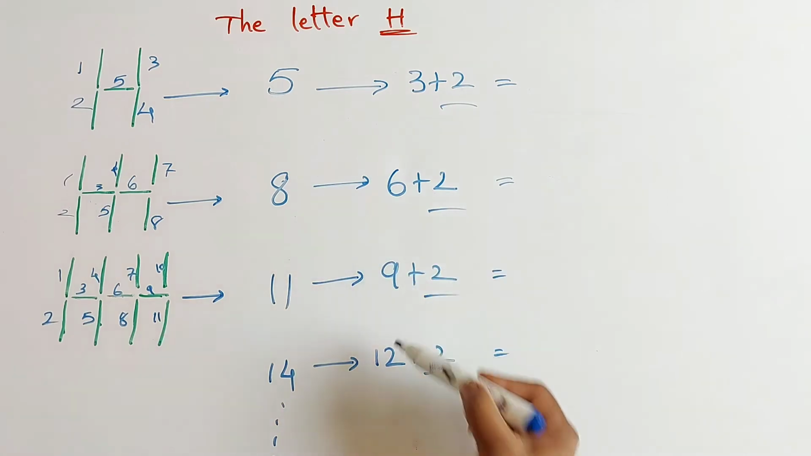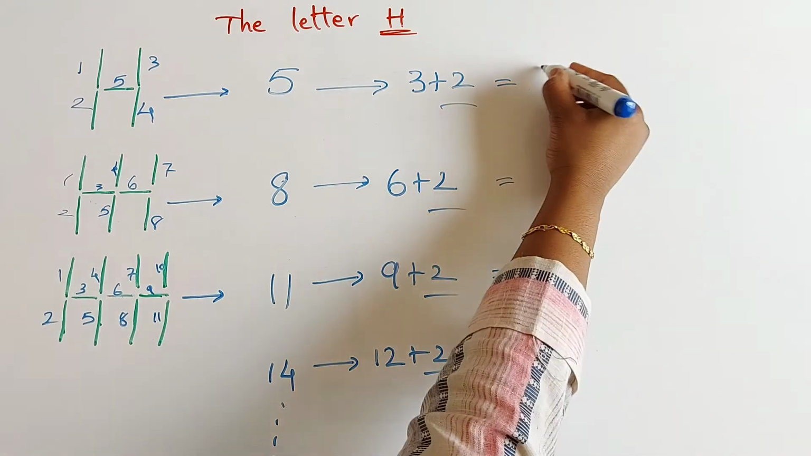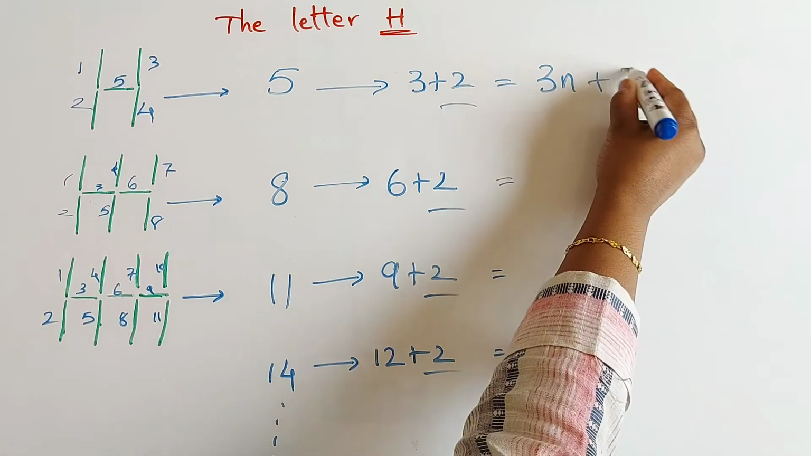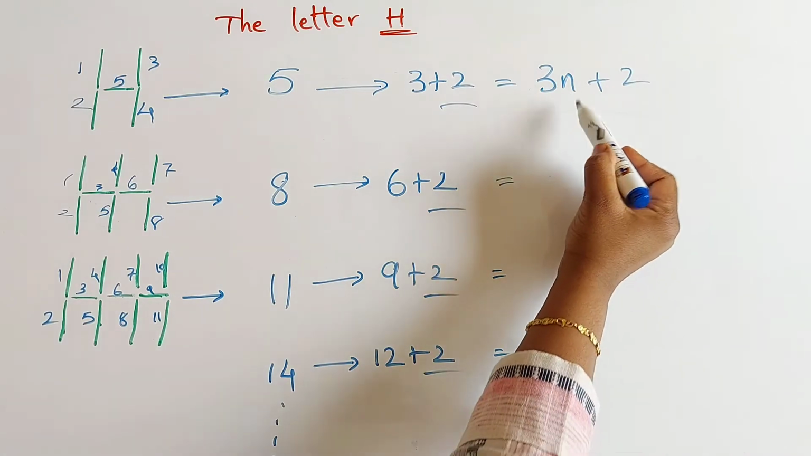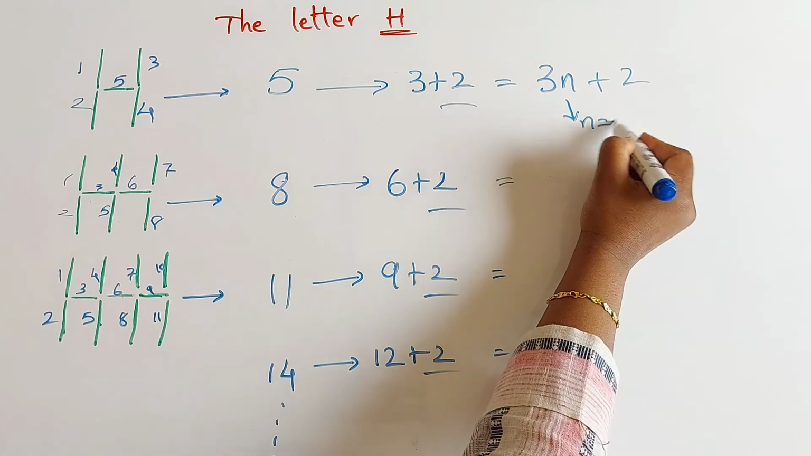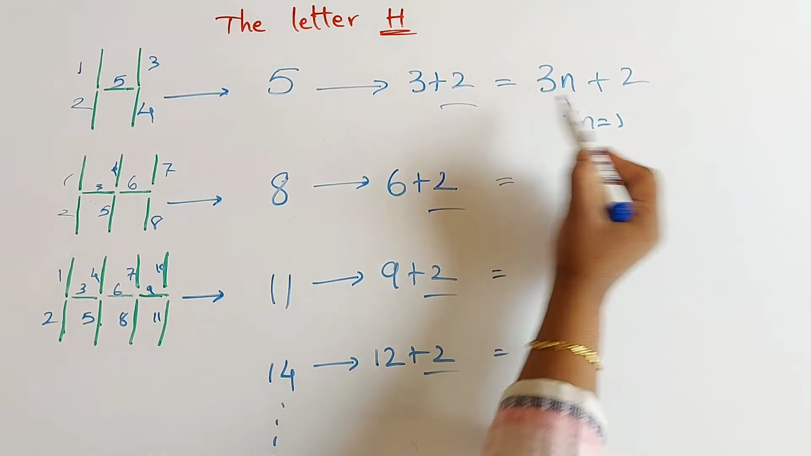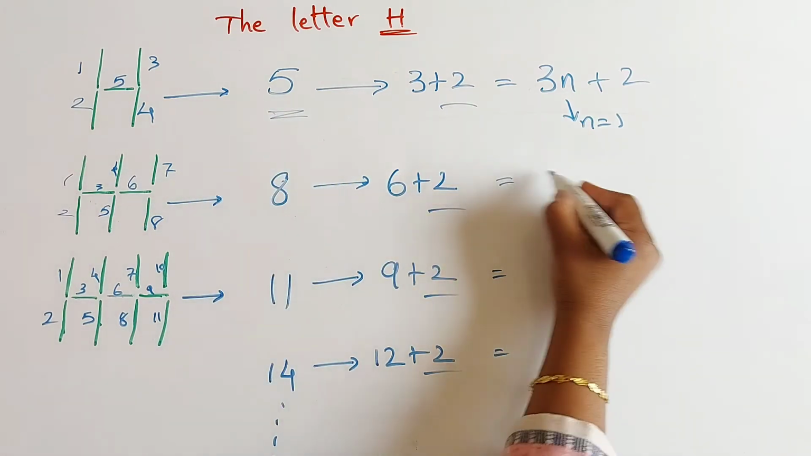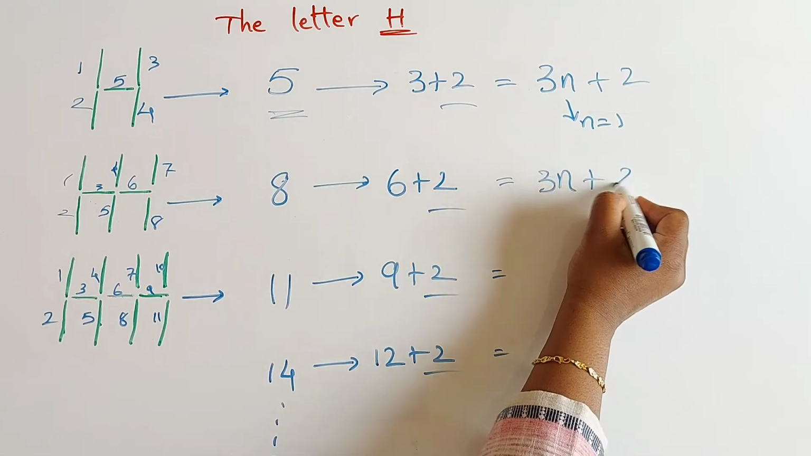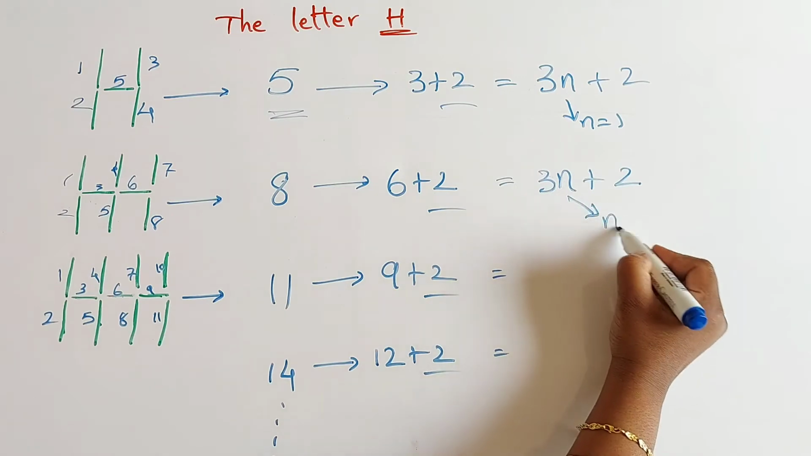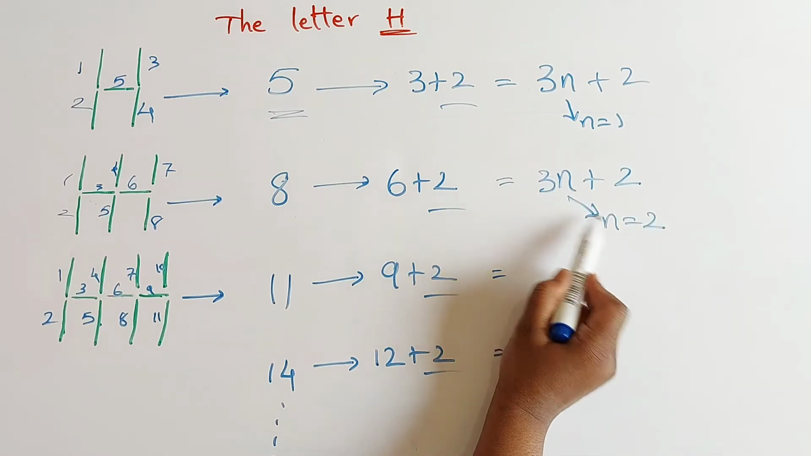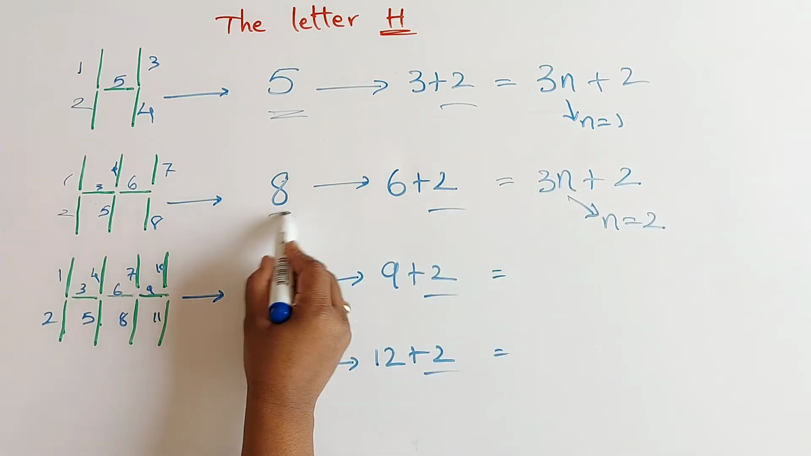Here we are using 3 multiples. So that I can write 3n plus 2. Right, children? Here n equal to 1. 3 ones are 3 plus 2 is 5. Correct? Here also see 3n plus 2. But here n equal to 2. 3 2s are 6 plus 2, 8.